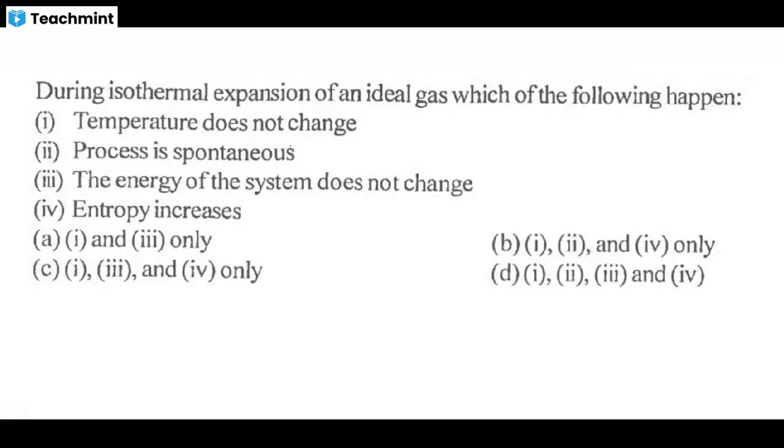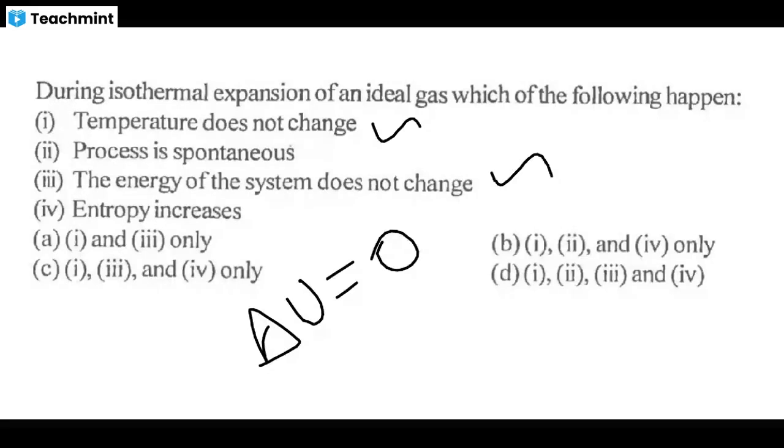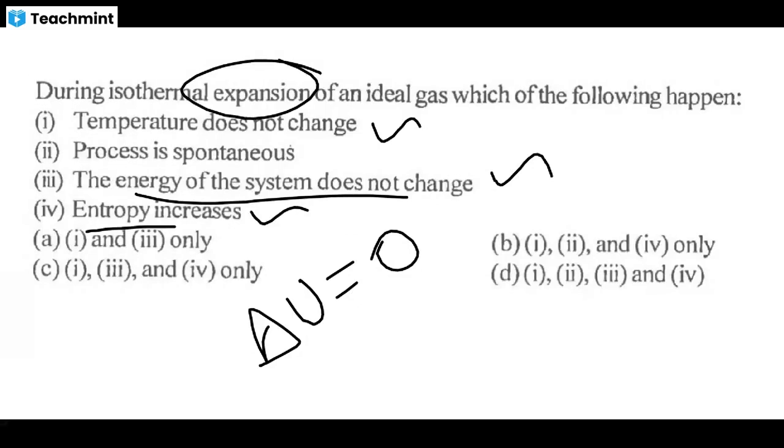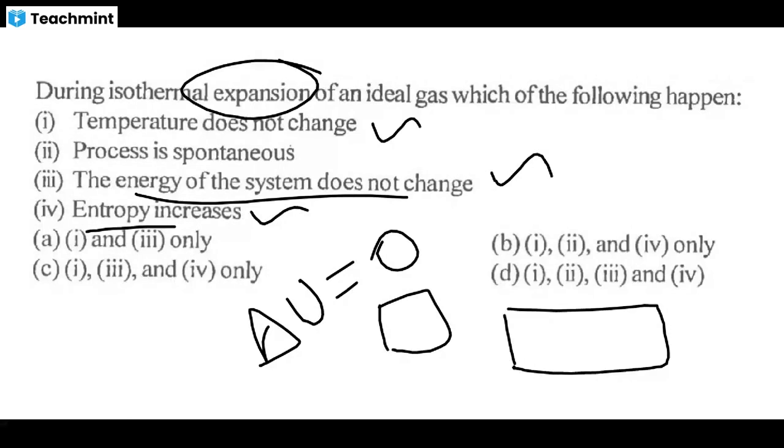During isothermal expansion of an ideal gas, which of the following happens? Isothermal means the temperature does not change, correct? Then is the process spontaneous or not? The energy of the system does not change. For an isothermal process, the change in energy delta U equals 0, so the energy of the system does not change is correct. Entropy increases: when the expansion happens, going from small volume to big volume, there is more volume, which means more entropy. When entropy increases, the process is spontaneous. So all the statements are correct.